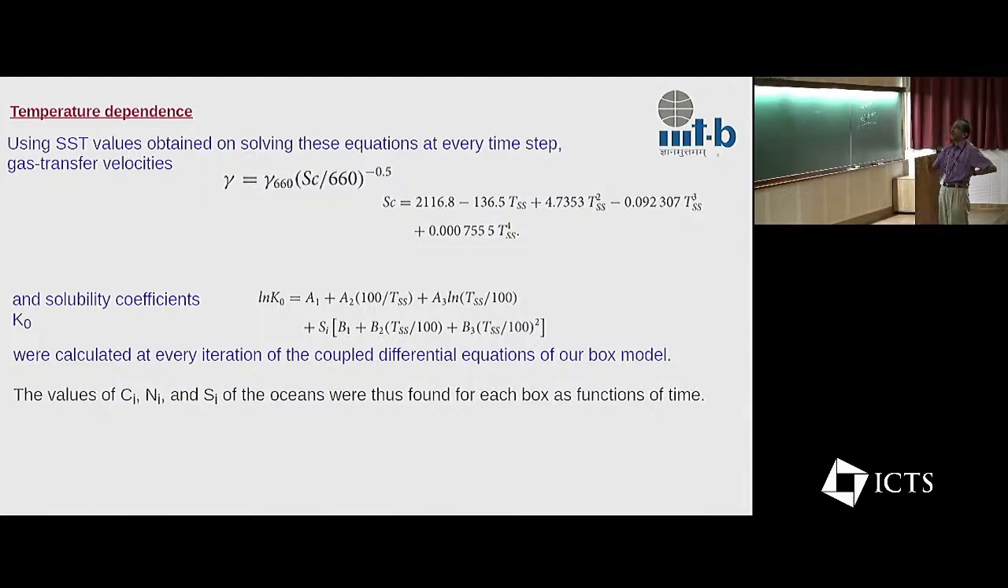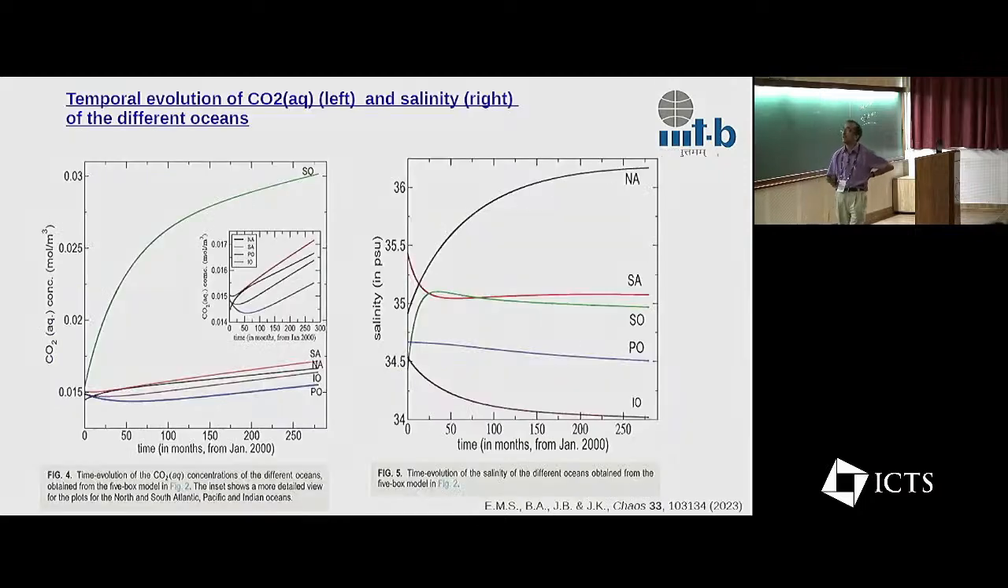Using all of this, we are able to find out the values of the average carbon dioxide, the carbonate and other byproducts, and the salinity of the ocean for each box or for each ocean as a function of time. This is what we get. The first plot on the left shows the aqueous carbon dioxide evolving with time. The topmost curve is the curve for the Southern Ocean. And incidentally, the Southern Ocean does have experimentally the maximal carbon dioxide content. So our theory kind of captures that.